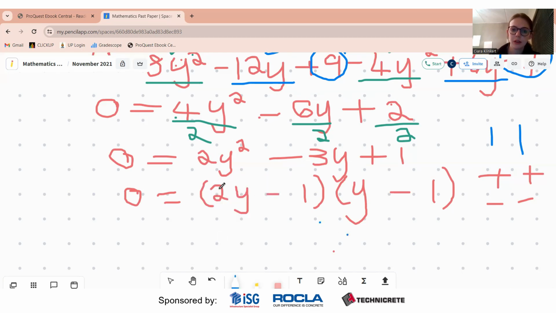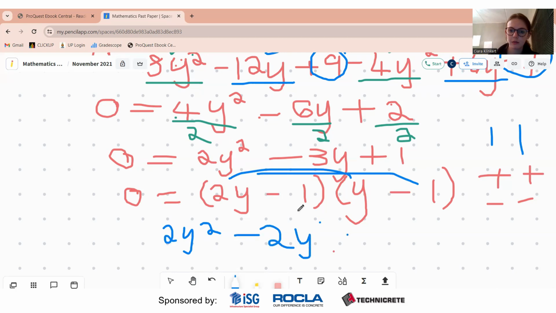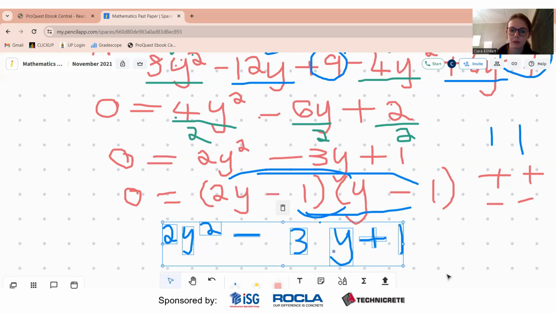I can check my factorization quickly. Always a good thing to do. I can check it by foiling out. You want to do this on a piece of paper on the side or in pencil at the bottom of the page as to not confuse yourself later. So if I FOIL this out, 2y multiplied by y will give me 2y squared. 2y multiplied by minus 1 will give me minus 2y. Minus 1 multiplied by y will give me minus y. Minus 1 multiplied by minus 1 will give me plus 1. And it's very clear that that middle term will become minus 3y as required. Okay, so let's get back to the problem at hand.